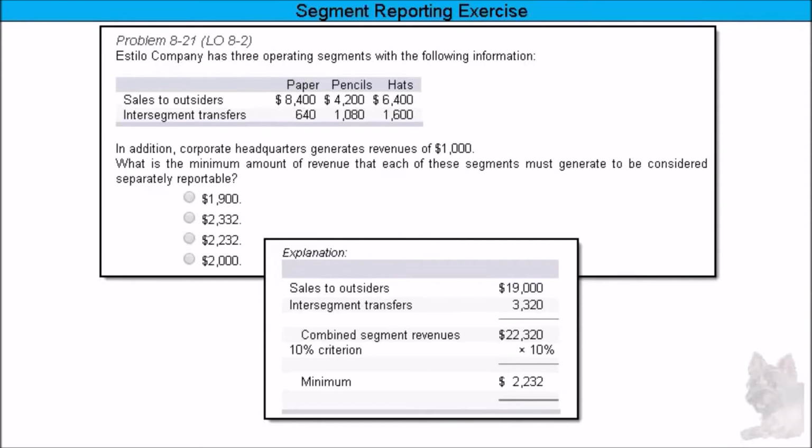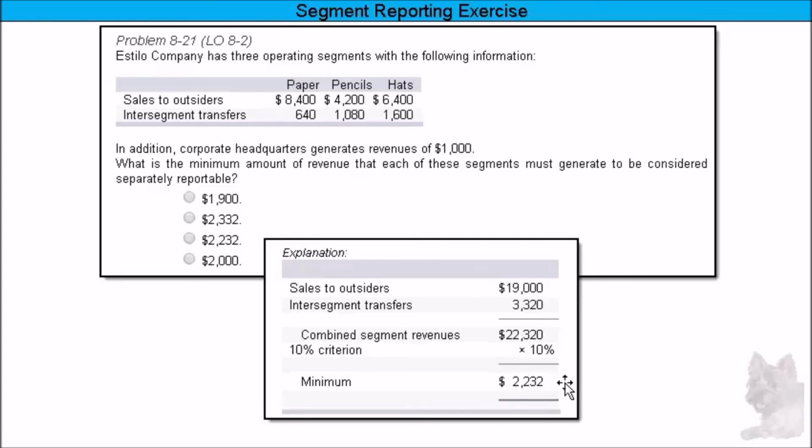Here's what you do. You would total up the sales to outsiders. That comes to 19,000. Then you would total up the inter-segment transfers, or inter-segment sales. That totals 3,320. That gives us combined segment revenues of 22,320, and we'll use the 10% test to figure out what the minimum would be.